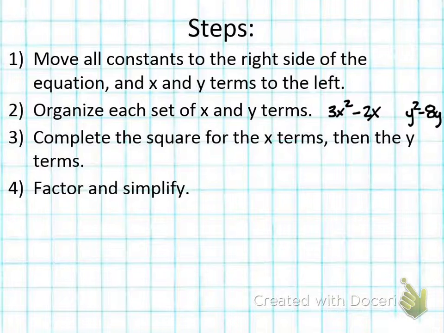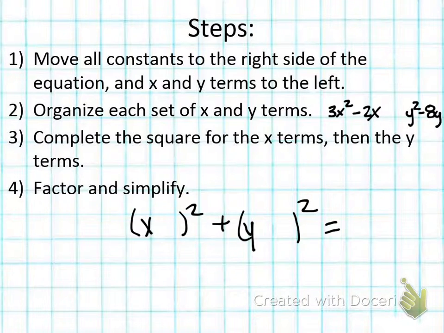Okay, then you're going to complete the square for the x terms and then for the y terms. And once you complete the square, you can just bring down your values, put it in, you'll have something that looks like this, right? For x's and then for the y's, and it will be equal to some constant, which will be your r squared value. So it'll be in standard form at that point.